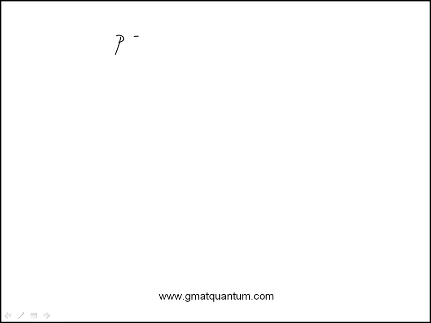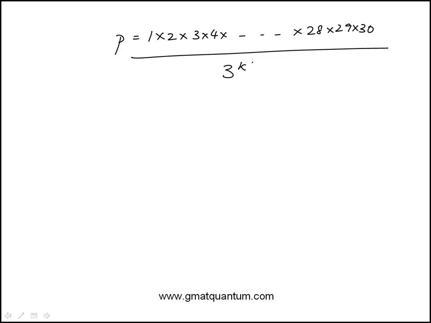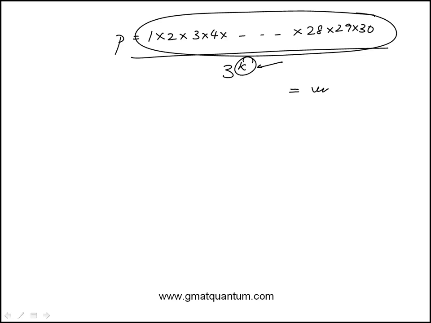So we're told that P is the product of the integers from 1 to 30. So we're really just multiplying all the way to 30 inclusive. The question is, what's the greatest integer k, meaning what's the largest value of k for which we can divide P and the result is still an integer? We need to find the highest value of k.